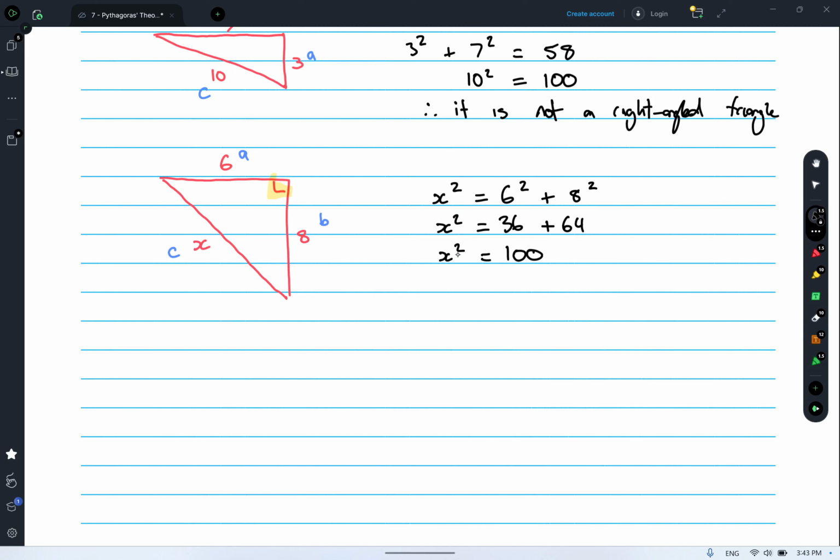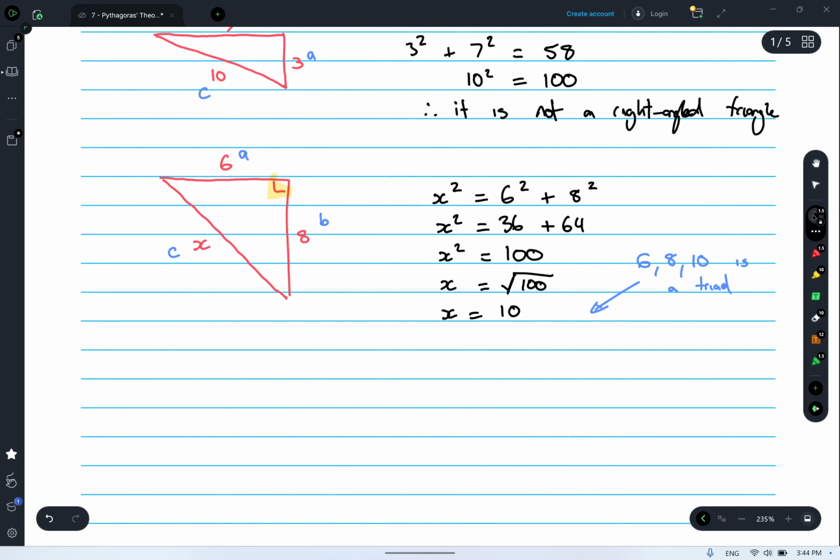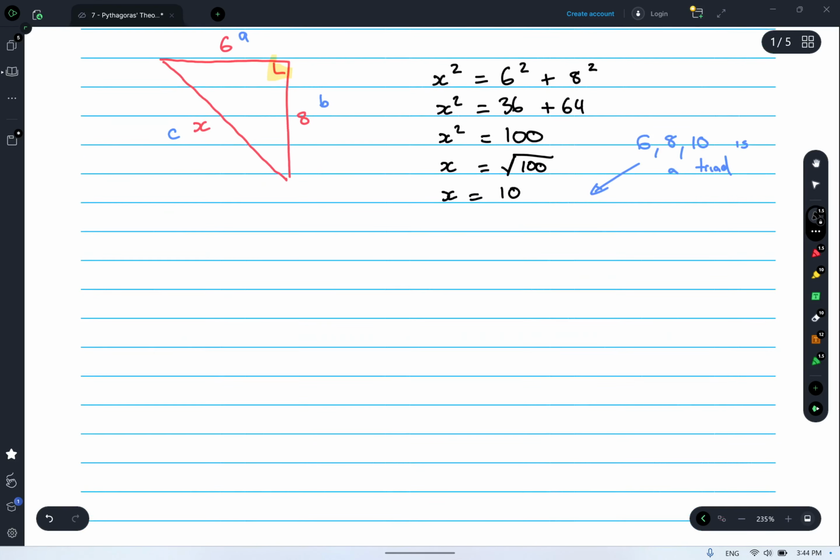However, what we have here is x squared. We don't want what x squared is, we want what x is. So the opposite of squaring a number is square rooting the number. So you can say x equals the square root of 100, which obviously we know x is 10. So that means this side length, the one that we're trying to find, is 10. So again, we can state that 6, 8, 10 is a Pythagorean triad. Not that you need to write that every single time, but it's just interesting to note that that's another one of these numbers that fit Pythagoras' theorem.